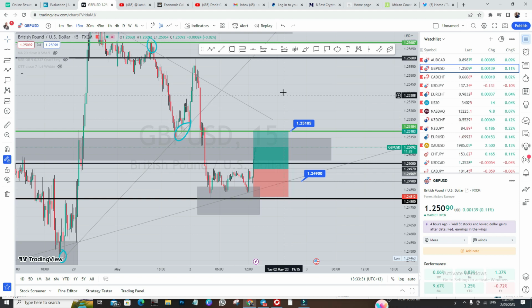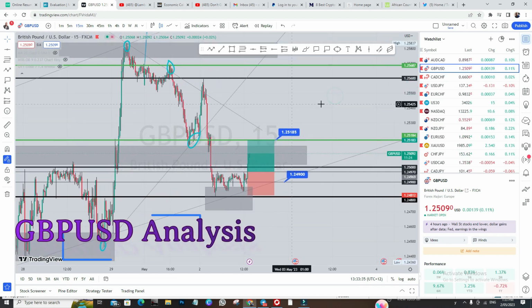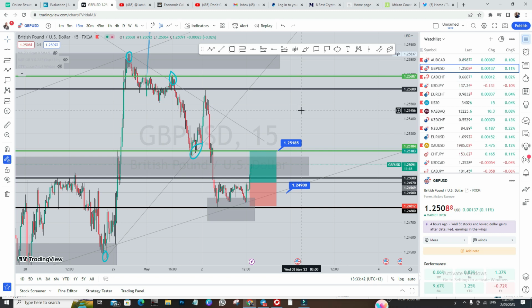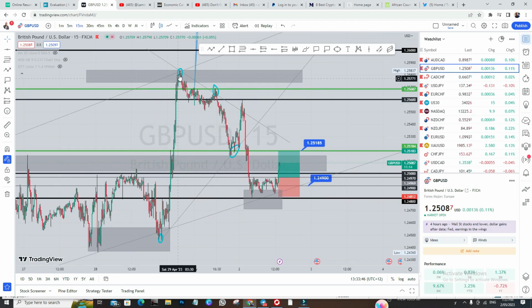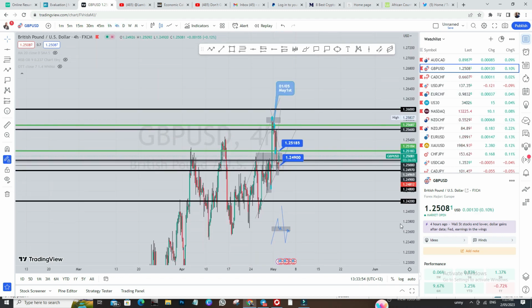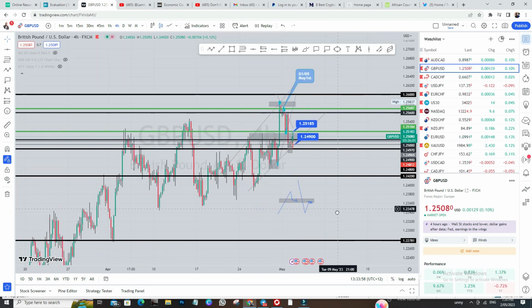Today I'll be doing a little analysis on GBPUSD. Normally my chart is not this messy, but I've been tracking this particular pair for quite a while. I wanted to understand the patterns, so I drew lines and joined the points. We'll look at this pair from a 4 hour perspective first, then step down to a 15 minute time frame to see exactly what the market price is doing.